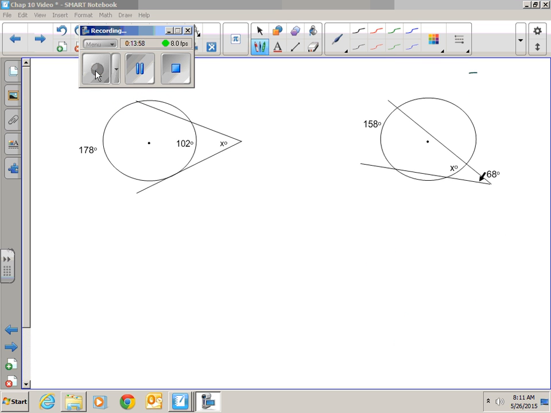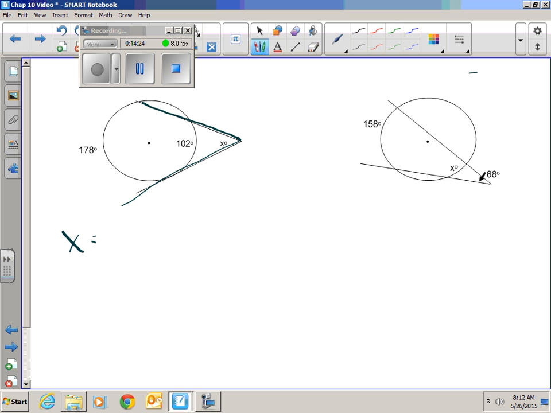Okay, let's try a couple. In fact, we're going to make it a game. This game is called Solve for X. I like that game. First of all, what type of angle do we got here? Angle X is going to be a, yes, you got it, a secant tangent angle. I know that the measure of angle X, so X is equal to half the difference.